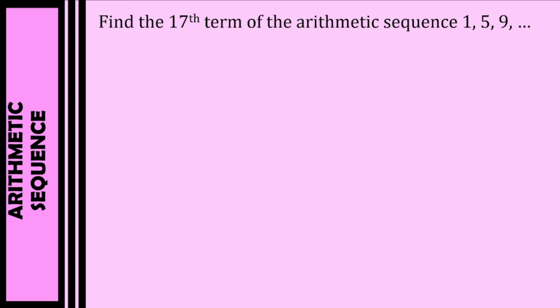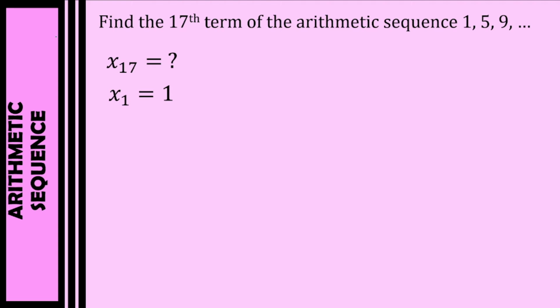Okay, so let's have an example. Let's have our first example. Find the 17th term of the arithmetic sequence 1, 5, 9, and so on. So our arithmetic sequence here is 1, 5, 9, and so on and so forth. We're looking for the 17th term of this sequence, so x sub 17 is missing. In order for us to use the formula, we need to find the following terms. So let's identify our given.